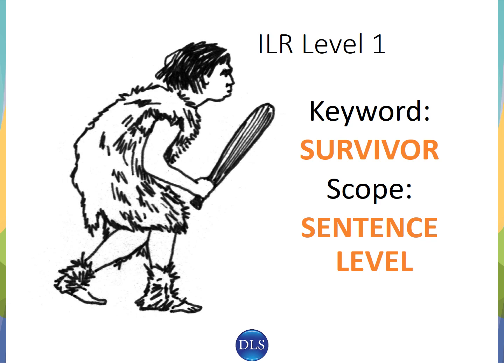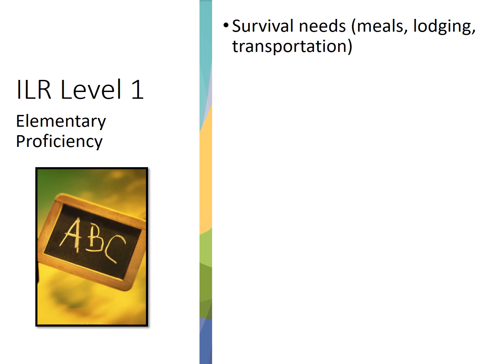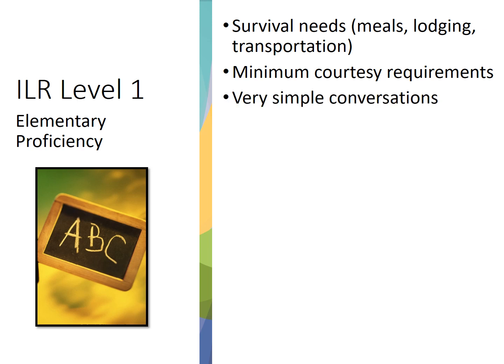For the levels from 1 to 3, we have a keyword for each to give a general idea and make things easy to remember. Moving up in the scale, we come to level 1, the survivor level. The scope has changed from the word level at 0 plus and reached the sentence level. Level 1 learners can understand speech about everyday needs, things that are said when getting meals, arranging transportation, and so on. They can understand the courtesy phrases people commonly use and very simple everyday conversations.